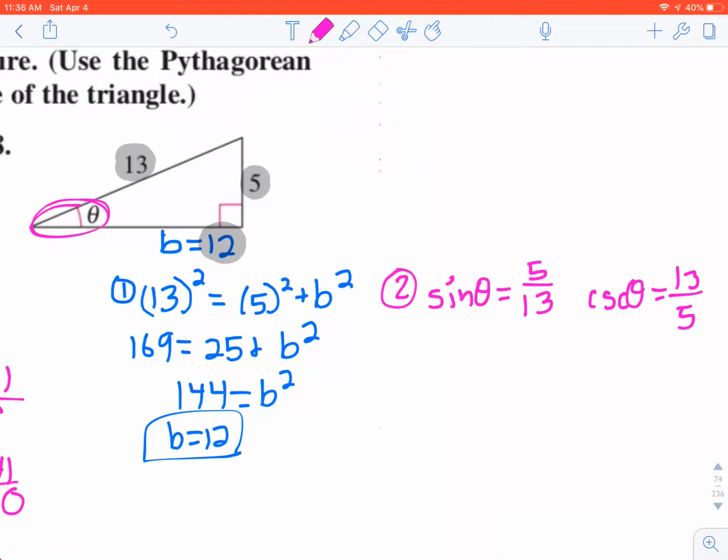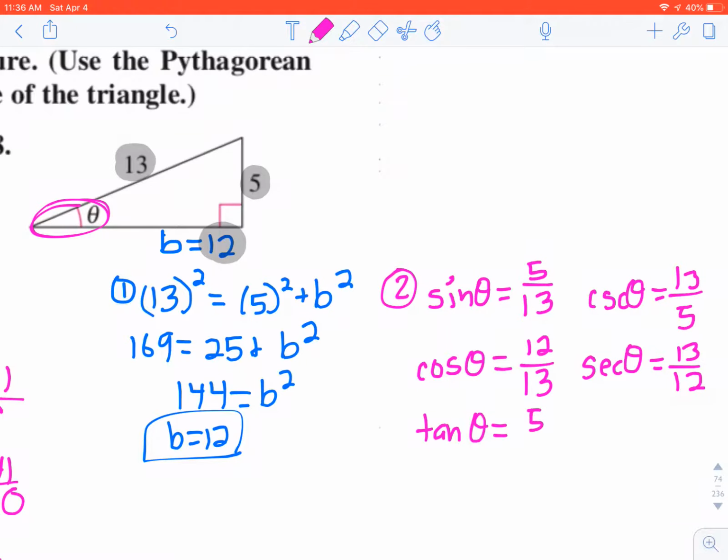So 13 over 5. Let's now find cosine theta, which is adjacent, which is 12, over hypotenuse, which is 13. The reciprocal of cosine is secant. So it's just going to be hypotenuse over adjacent, or 13 over 12. Tangent theta is opposite, which is 5, over hypotenuse. I'm sorry, opposite over adjacent, so 5 over 12. And then cotangent theta is just the reciprocal of that, which is adjacent over opposite. Remember, that's TOA.